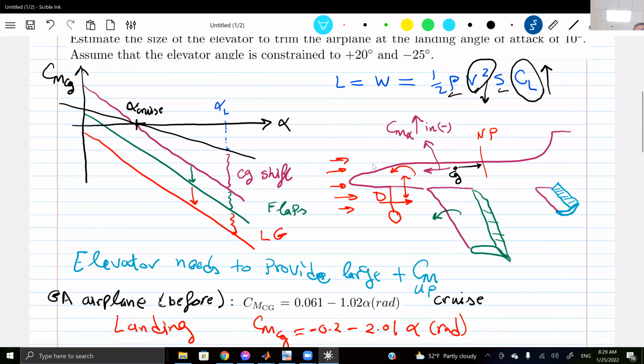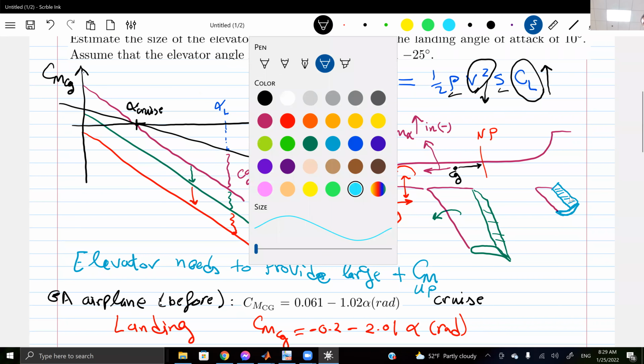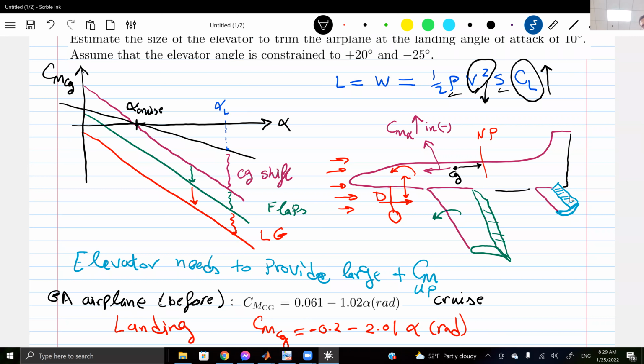Let's stop here for a moment, please. We agreed that we need to deflect our elevator up. Any issue with that, please? So upward elevator, is it positive or negative? From the story, we learned that the airplane is nosing down naturally. I need to provide a nose up moment, and the nose up moment comes naturally from an upward elevator. Okay, period. Now we need to ask ourselves, is the upward elevator positive or negative?